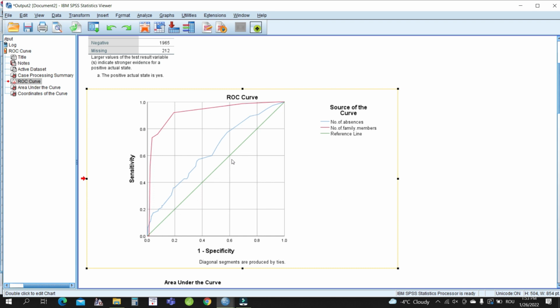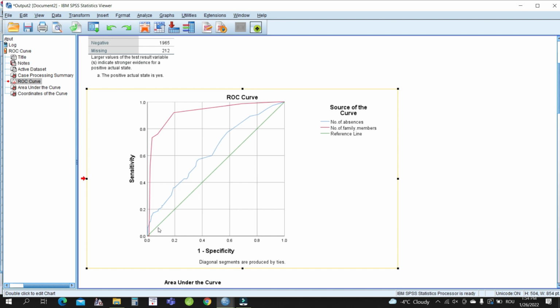Now, how about the reference line, which is the diagonal of this graph? This line is actually the ROC curve corresponding to a random test. So, if we try to classify the presence or the absence of disciplinary violations by throwing a coin, this classifier will also generate a curve in the ROC space.